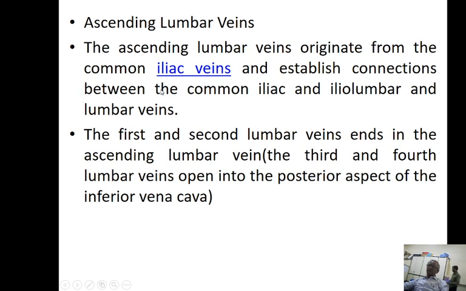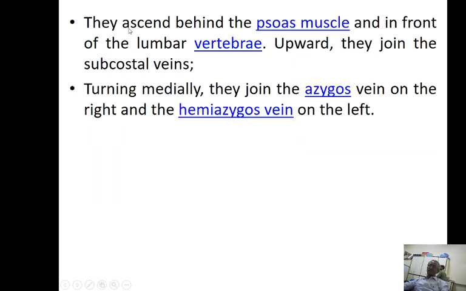Ascending lumbar veins. The ascending lumbar veins originate from the common iliac veins and establish connection between the common iliac, iliolumbar, and lumbar veins. The first and second lumbar veins end in the ascending lumbar vein. The third and fourth lumbar veins open into the posterior aspect of the inferior vena cava.